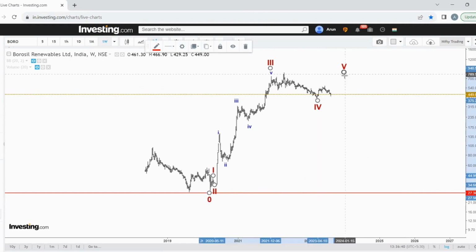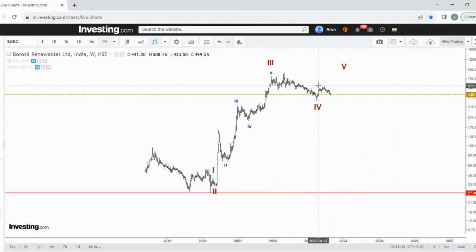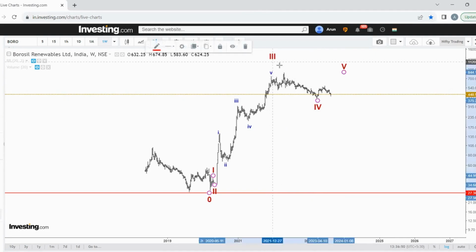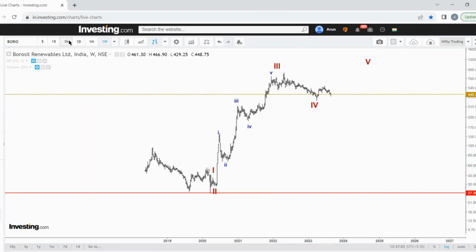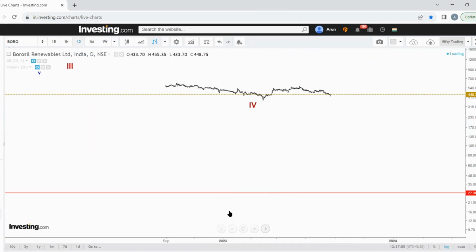We need to move higher. We need to see if there is any impulse move in this wave, or else, as we saw in Globus Spirits, this can become 3, 4 and 5. That is bigger 4 and 5. Okay. So we check that. We check that now. So I move to daily.